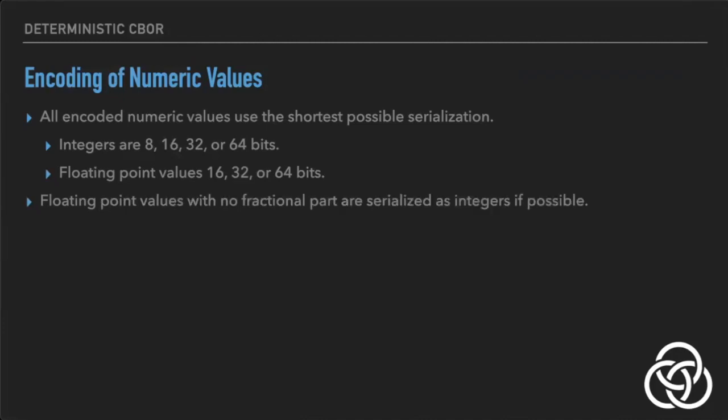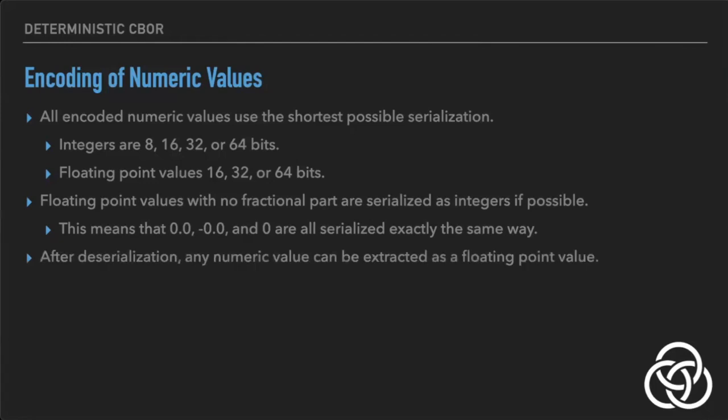And then floating point values with no fractional part, in other words, that can be rounded to integers without any loss of accuracy, are serialized as integers if possible. So even if you had a floating point number, 24 and 24.0, it will still serialize it as integer 24. This also means that certain ambiguous numbers like 0.0 floating point, negative 0.0 floating point, and 0 integer are all serialized as integer 0, exactly the same way. So that removes choices. And so after deserialization, any numeric value can be extracted as a floating point value.